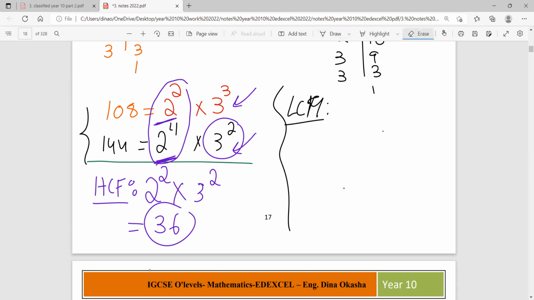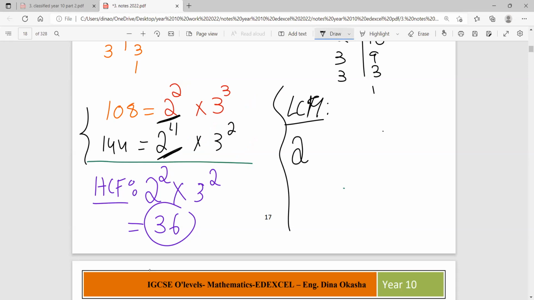To find the LCM, when you have two or more numbers factorized, first you look for the common factors. For the LCM, you select the factor with the higher power. And if there is any other factor left on the way, we take it with us, and we'll see another example.